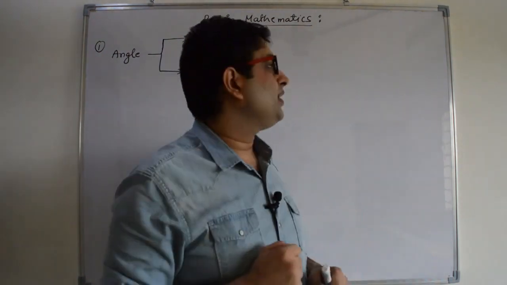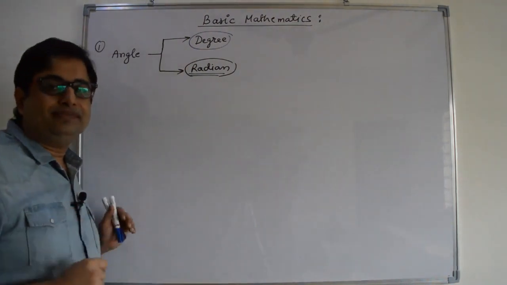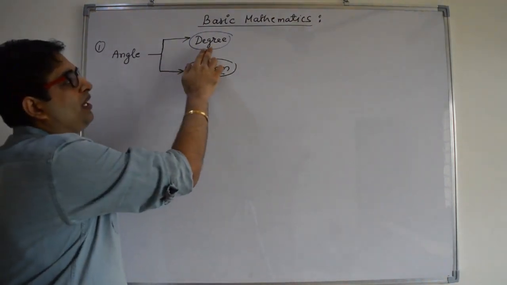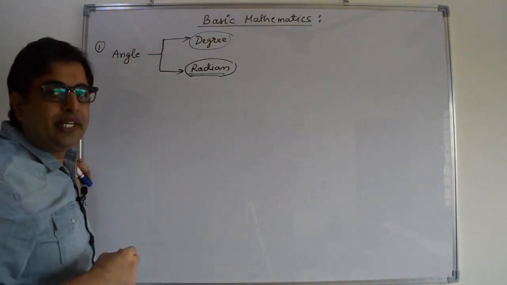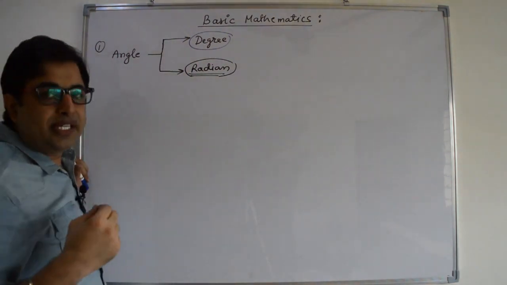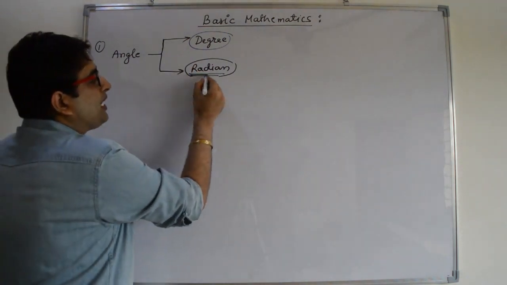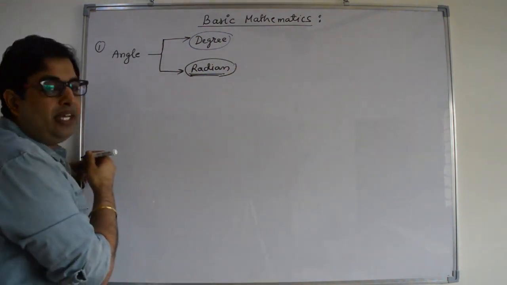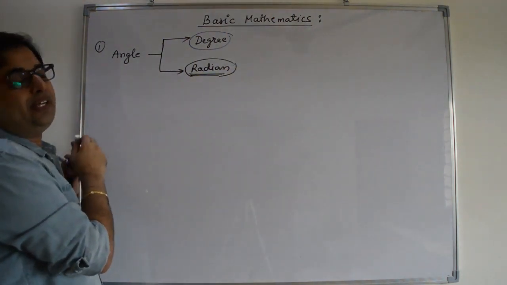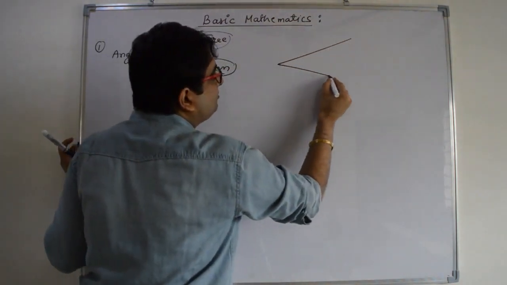So let us start our first point. It's a very simple point, angle. We know in lower classes we use the unit degree, 30 degree, 45 degree, 60 degree. But in higher classes we need the second unit of angle, that is known as radian. Radian is the second unit of angle. And how do you define this?